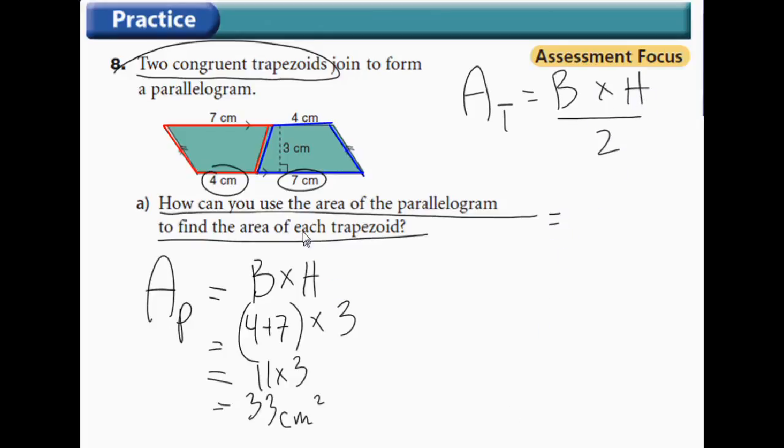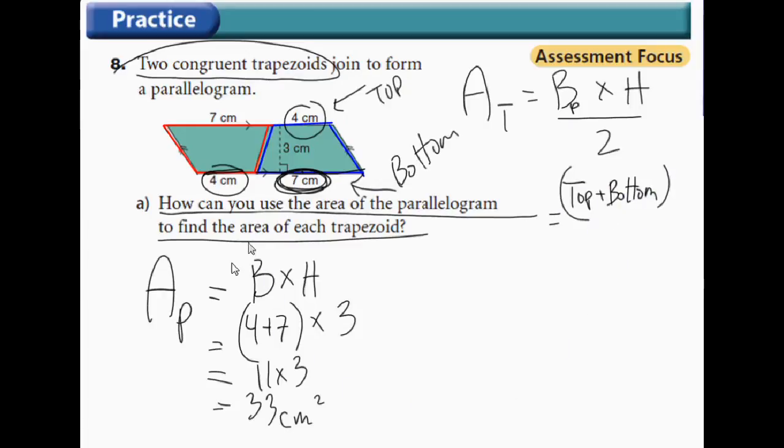The only thing here is the base of our trapezoid is only 7, but this should be the base of the parallelogram. The base of the parallelogram is 7 plus 4. This 4 is not part of this trapezoid here, but it just happens to be the top because they get flipped, right? This trapezoid is flipped. So the base of this parallelogram happens to be the top and the bottom of the trapezoid. So instead of writing base, we write top plus bottom of our trapezoid, because that's what the base of our parallelogram was, 4 plus 7.